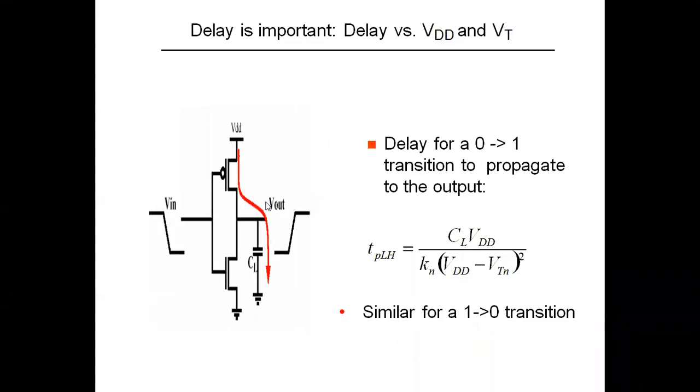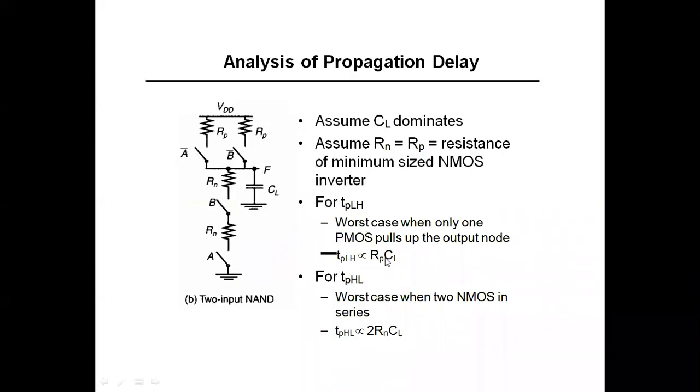Now the next point, the delay is important. So why is the delay important? Delay from 0 to 1, that means low to high transition, to propagate to the output. Now how to find it mathematically in case of inverter? So TPLH is equal to CL multiplied by VDD. Why? How do we get this equation? See, what is the previous equation? It is RP multiplied by CL.